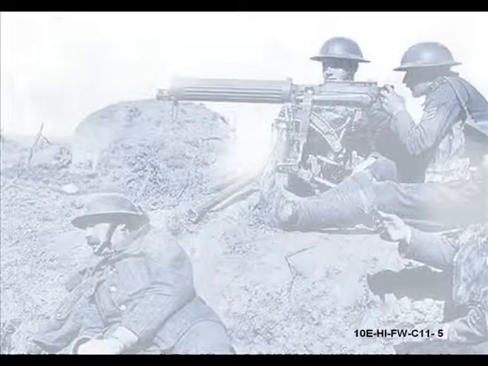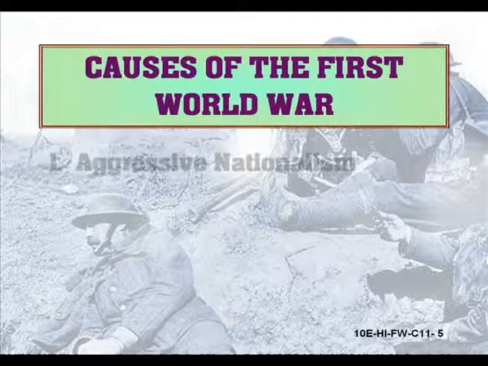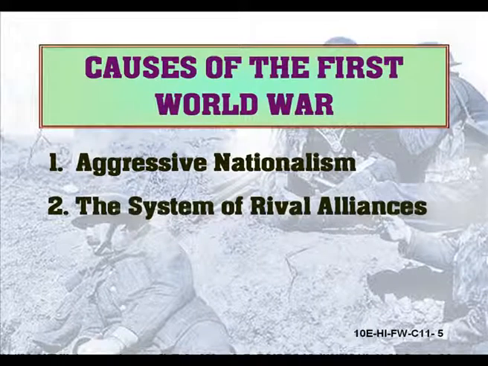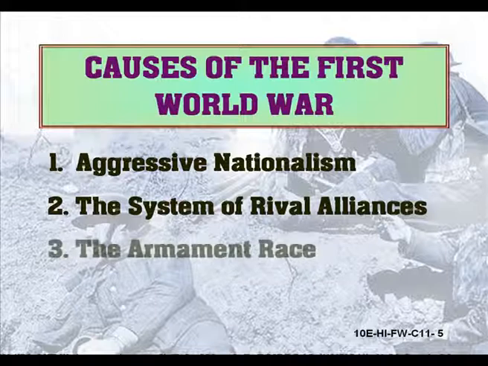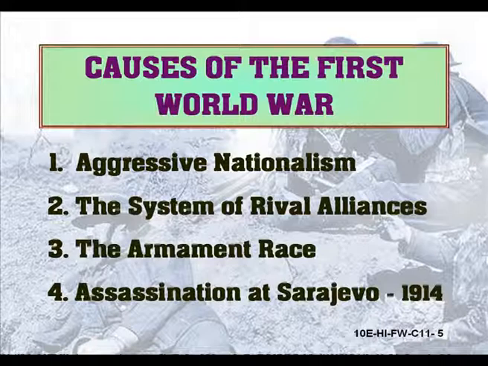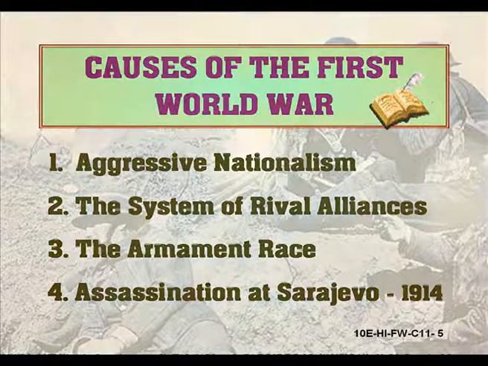In the first section, let's learn about the causes of the World War. 1. Aggressive nationalism. 2. The system of rival alliances. 3. The armament race. And 4. Assassination at Sarajevo, 1914. Please write down all these points in your book. Now, let's review them one by one.